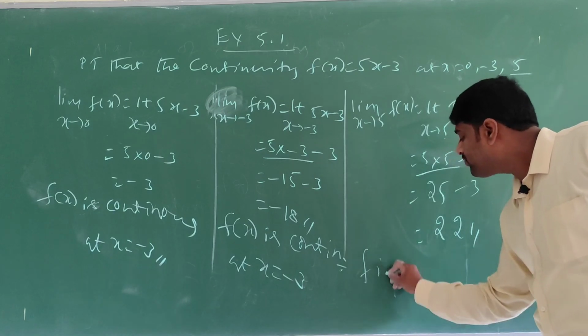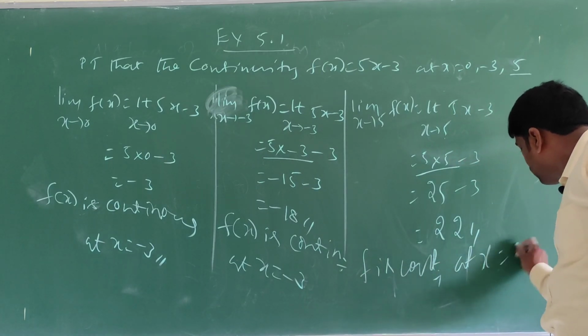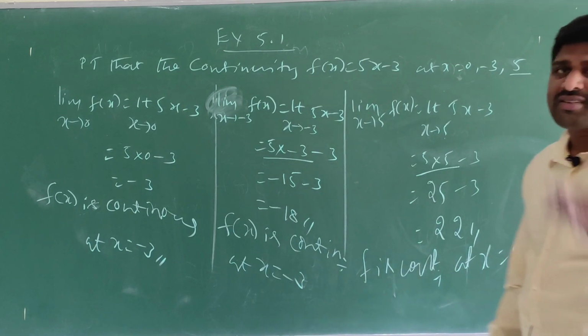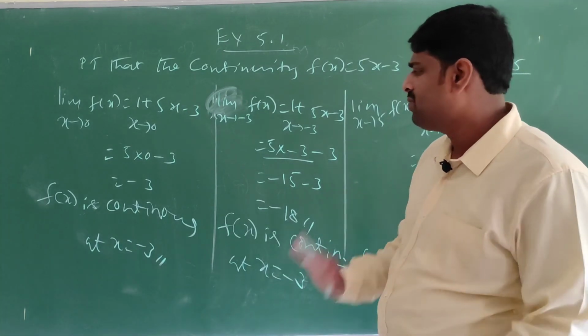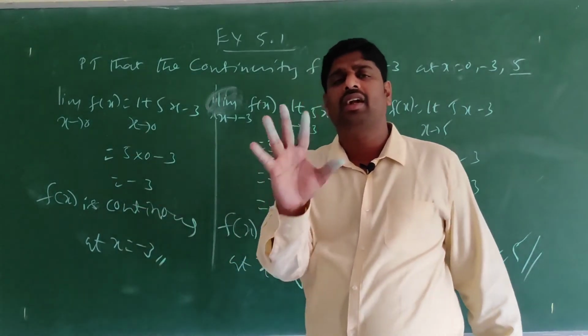Therefore, f is continuous at x is equal to 5. Very simple. You are checking the continuity, very simple. Just substitute the limit and you will get the value, that is continuous.